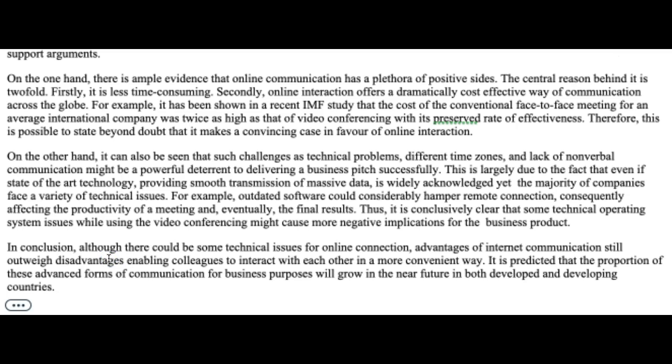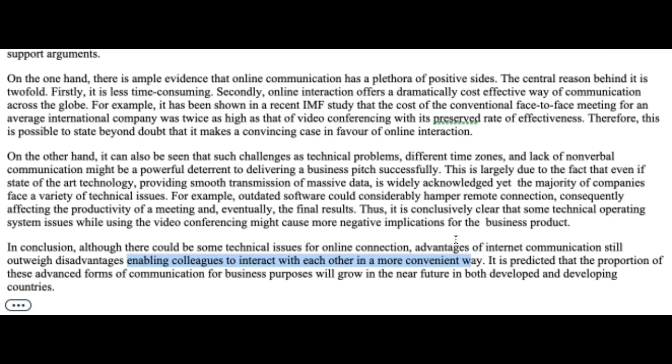Okay, so let's just see. In conclusion, although there could be some technical issues for online connection, the advantages of internet communication still outweigh the disadvantages. Okay, so this is what we want to do. The advantages, such as enabling colleagues to interact with each other in a more convenient way, still outweigh the disadvantages. You see? And then we just reorganized it for clarity. And this is an improvement more than a correction. Okay, because we got the advantages here, so put those next to that. Yeah. It just makes it easier to read.